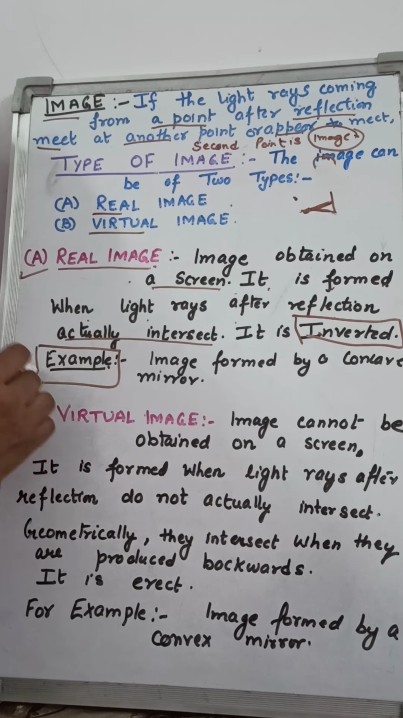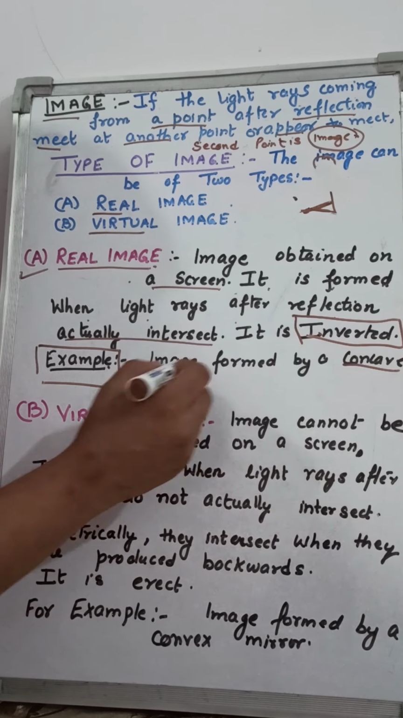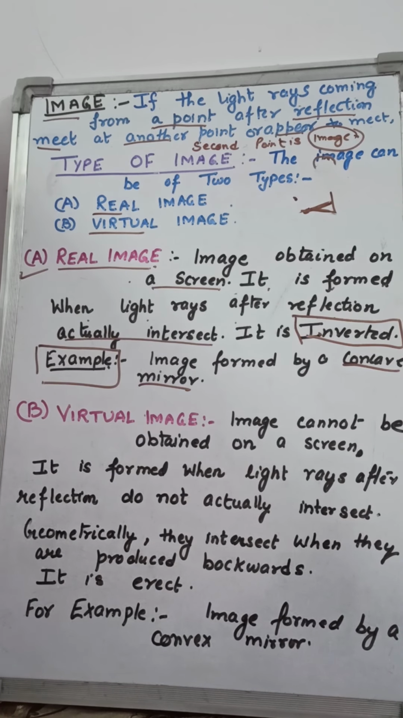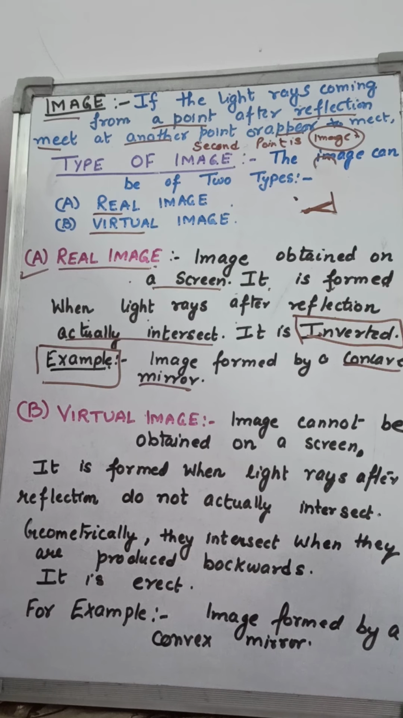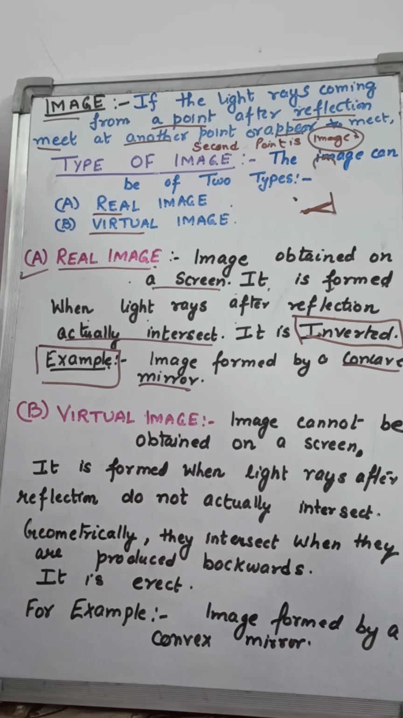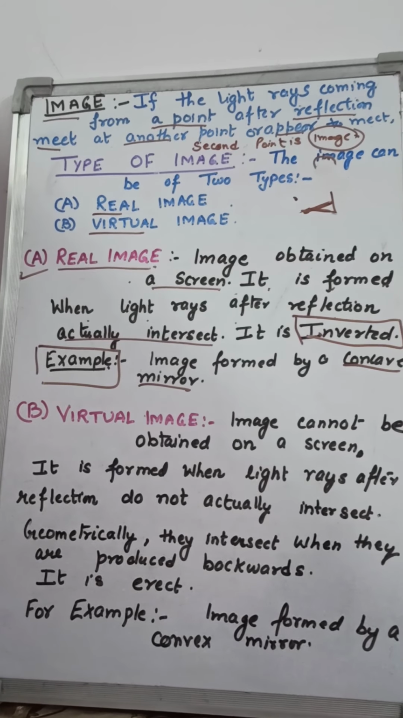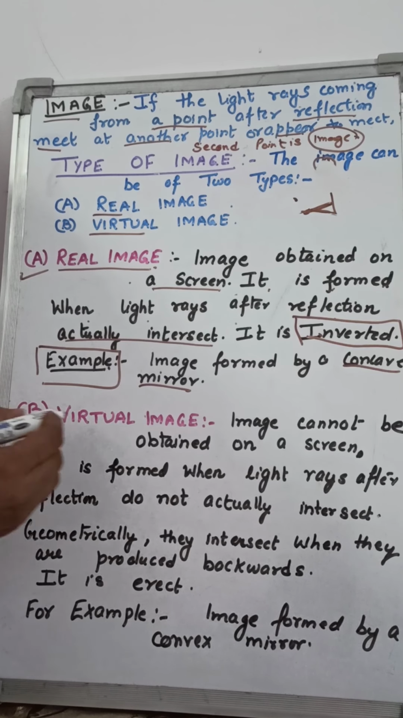Example: image formed by concave mirror. Mostly all the ray diagrams of concave mirror show the real image. Now next, one more example is images obtained on the cinema hall screen. That is also the real image. Now next is your virtual image.